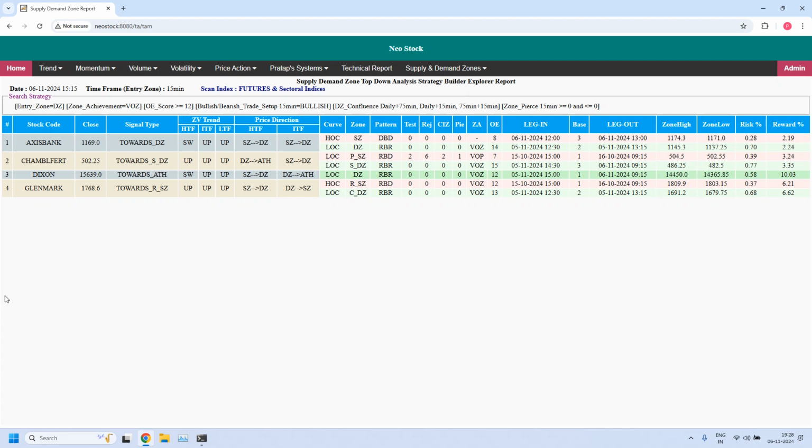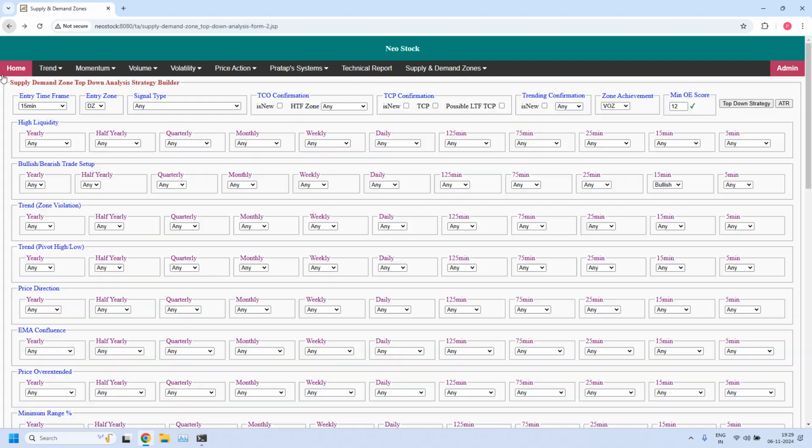In these 4 stocks, the 15 minutes entry demand zone is part of the 75 minutes demand zone, both together again part of the daily demand zone. And the daily trend is up in 2 stocks. In these 2 stocks, if there is any daily EMA confluence, they could be even more high probability setup stocks.